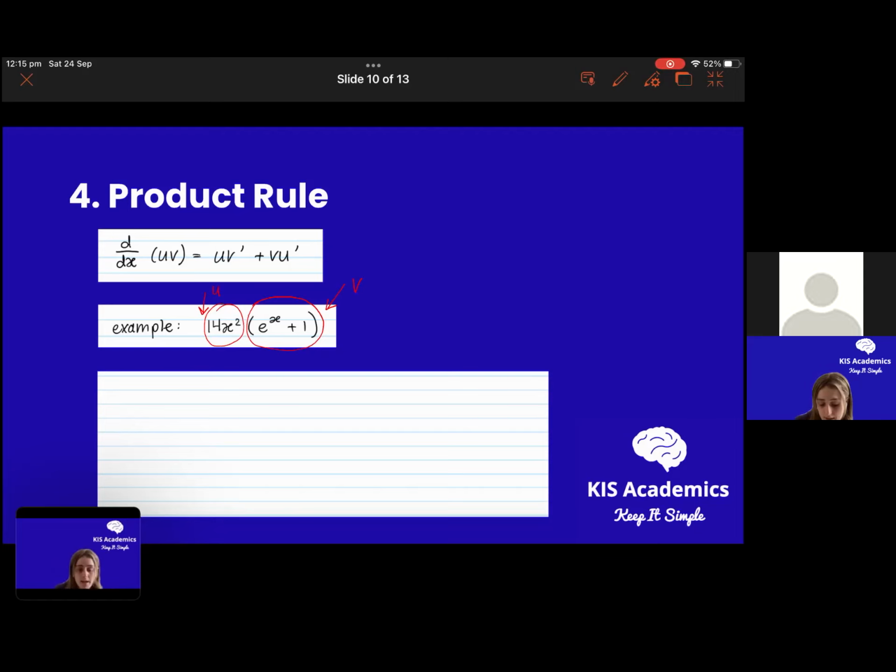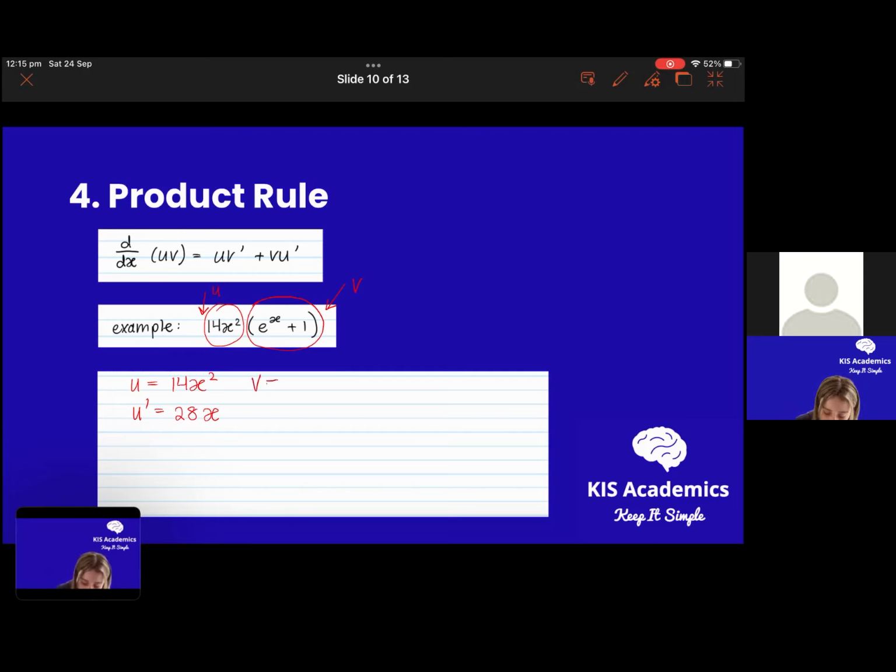So what I would then do next is I always use my little square. I think that that's super helpful. So I do my u, and I make that 14x squared. And then I do my u dash, which is good practice of our basic rule there. So we're going to take the 2 down the front. 2 times 14 gives you 28x, and then 2 minus 1. So just to the power of 1 there.